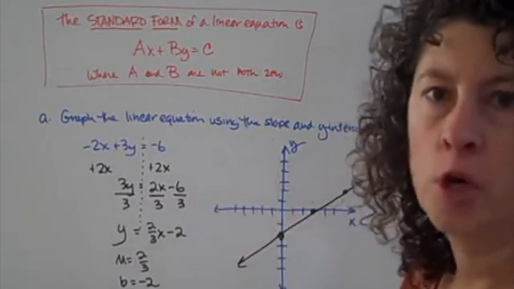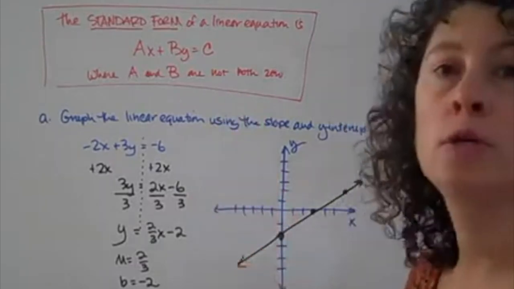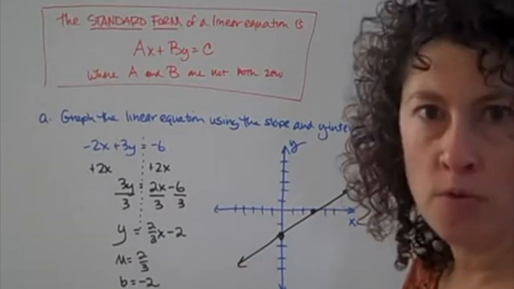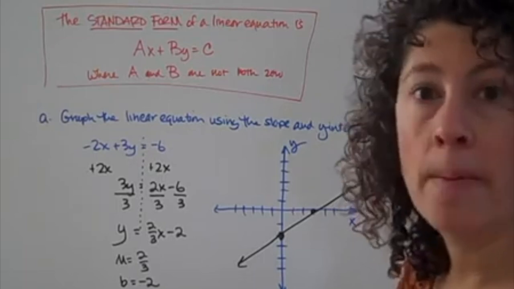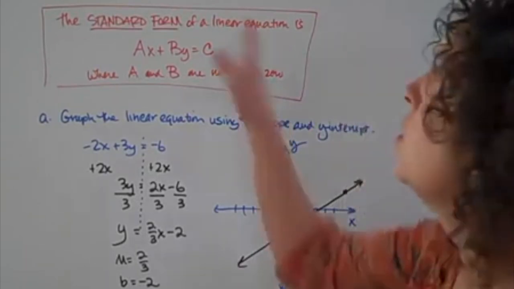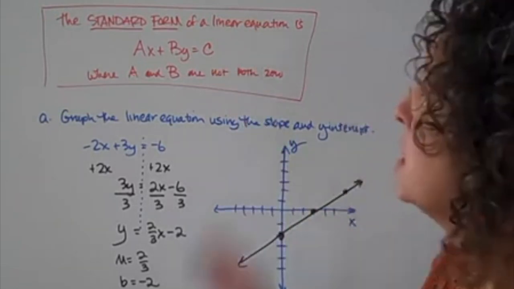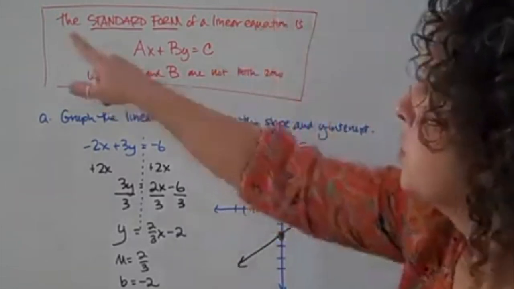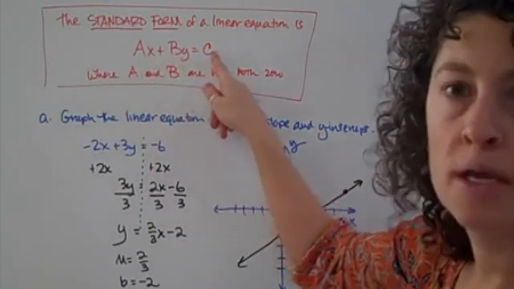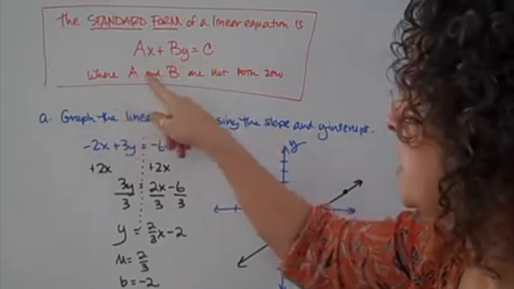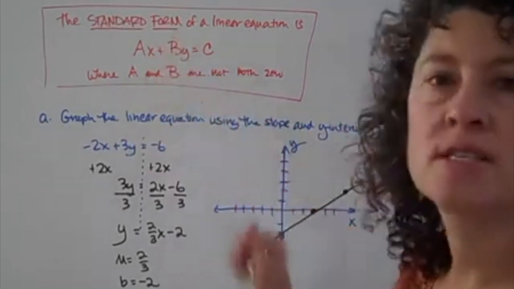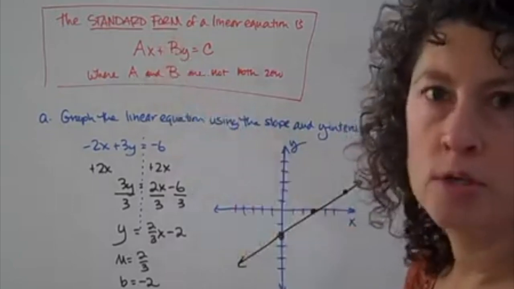Standard form of equations. Up until now we've looked at equations in slope-intercept form. That form is y equals mx plus b, where we know what the slope is and we know what the y-intercept is. We're going to look at a different form of equations, which is standard form. The standard form of a linear equation is ax plus by equals c, where a and b are not both 0.